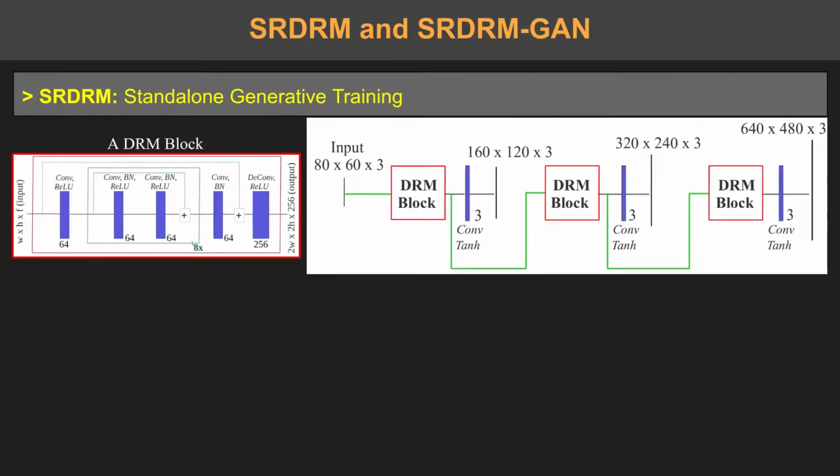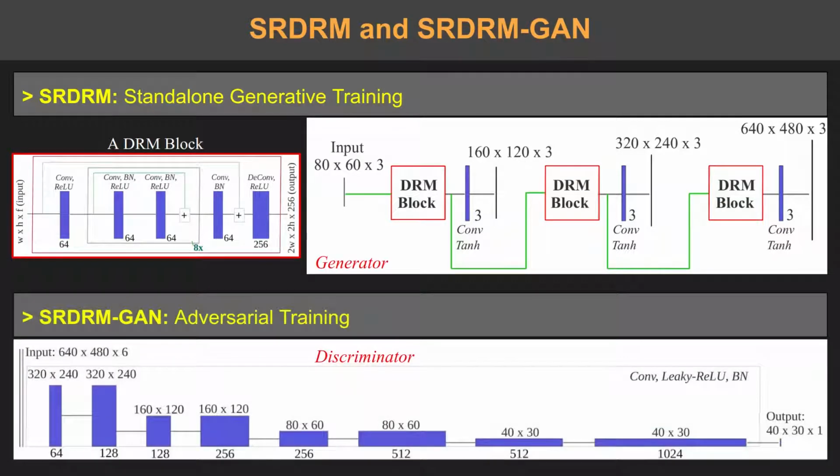Specifically, SRDRM offers the choice of using 1, 2, or 3 DRMs with the high-resolution output set to 640 by 480. As mentioned, it can be trained as a standalone generative model or alongside an adversarial discriminator. The adversarial model, SRDRM-GAN, uses a 9-layer Markovian patch-GAN-based discriminator, as shown here. Please refer to the paper for the detailed design and parameter specifications of both SRDRM and SRDRM-GAN.